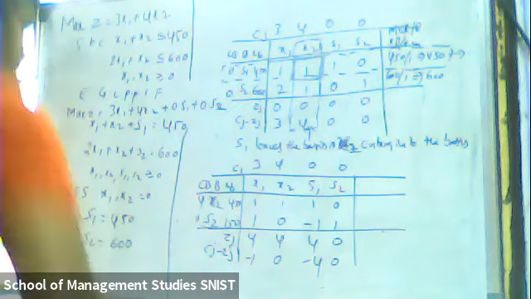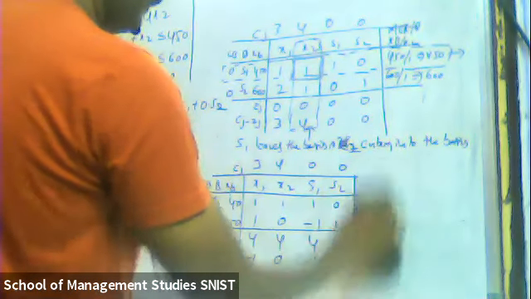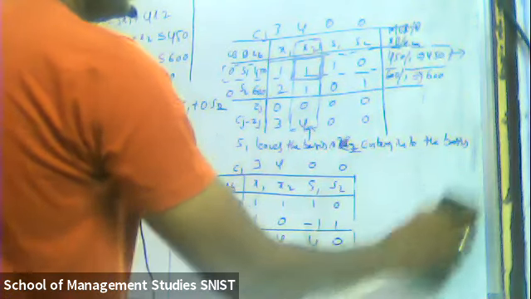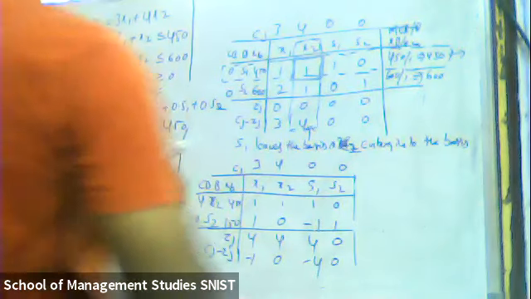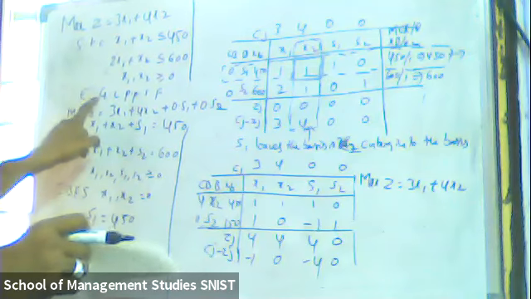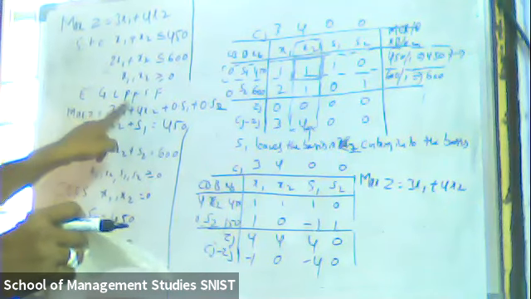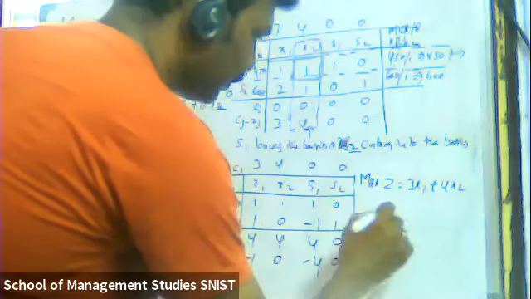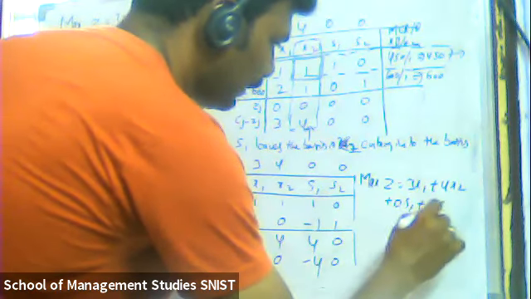Now we'll stop here itself. I'm substituting those values in the objective function. So what is our objective function? Maximum Z equals 3x1 plus 4x2, expressing the given LPP in standard form: 3x1 plus 4x2 plus 0s1 plus 0s2.